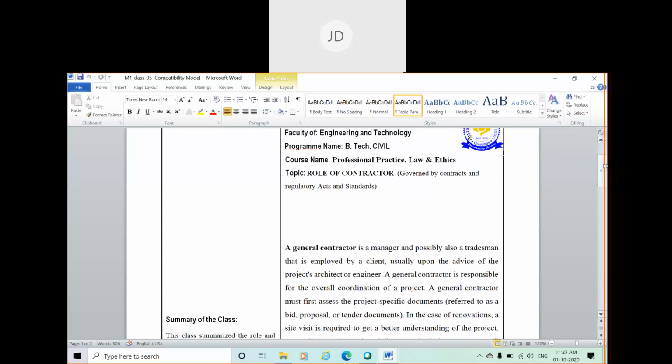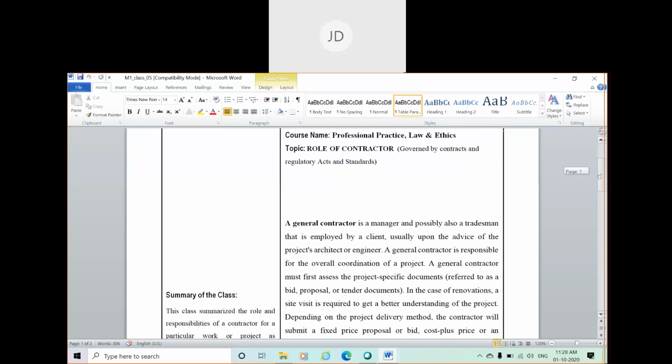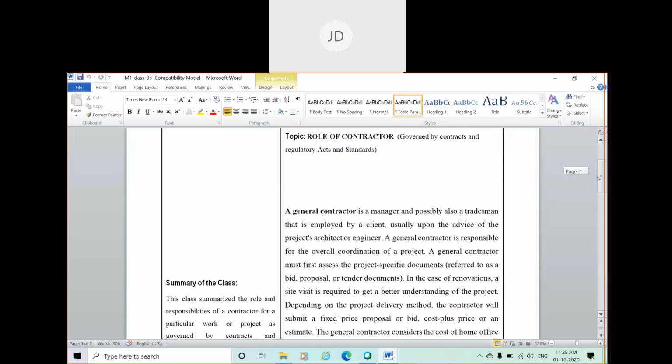In general, a general contractor is a manager or possibly a tradesman that is employed by a client, usually upon the advice of the project's architect or engineers. Obviously you are also going to hire architects or engineers, and as per their advice, they can also advise you to hire a contractor who will be a specialist in a particular zone or genre. A general contractor is responsible for the overall coordination of the project. Of course, very simple statement, nothing to explain here.